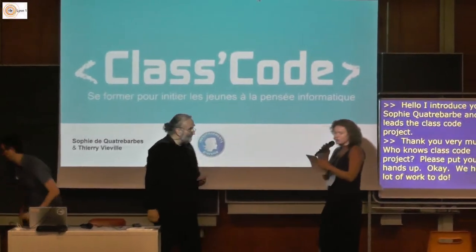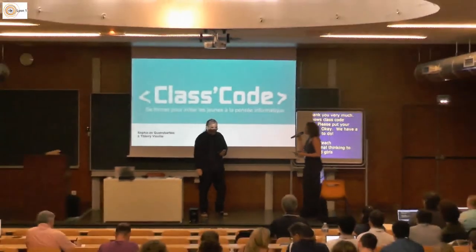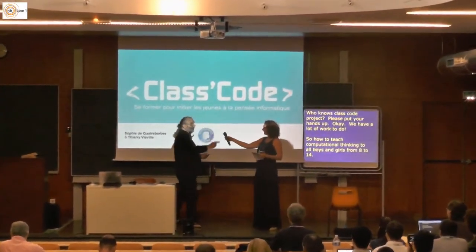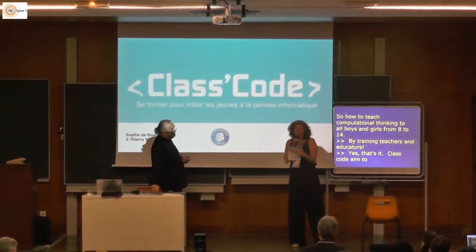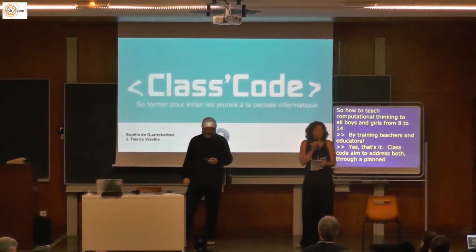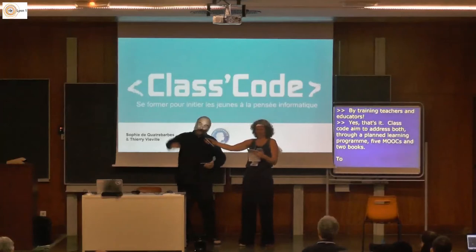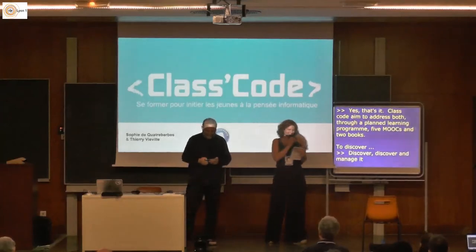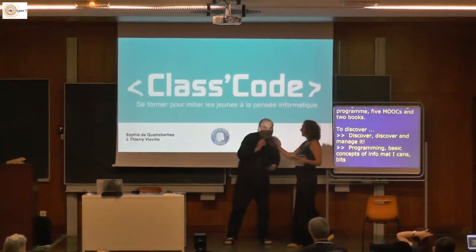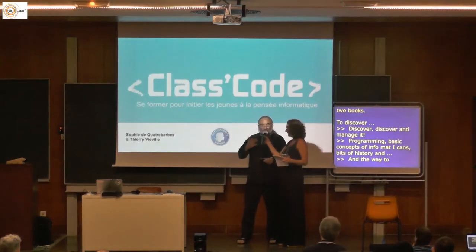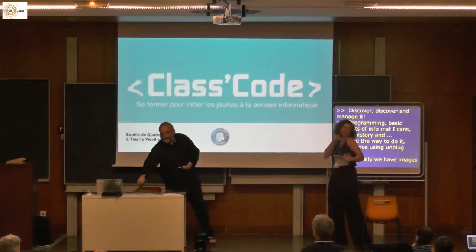So, how to teach computational thinking to all boys and girls from 8 to 14? By training teachers and educators. Class Code aims to address both through a blended learning program, 5 MOOCs and 2 books, to discover and manage it. Programming, basic concepts of informatics, bits of history, and the way to do it, pedagogy. For instance, using unplugged activities. So normally we have images too.